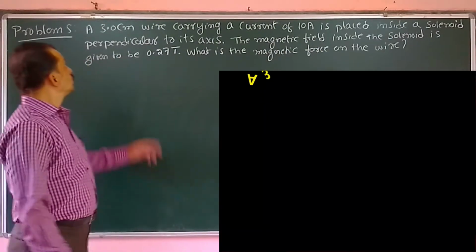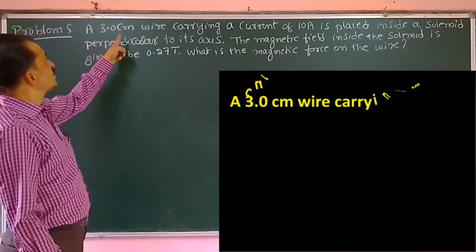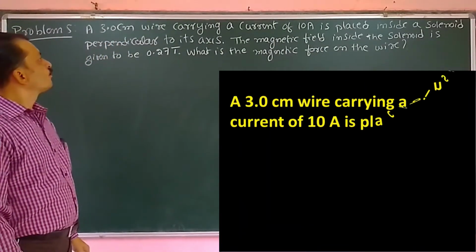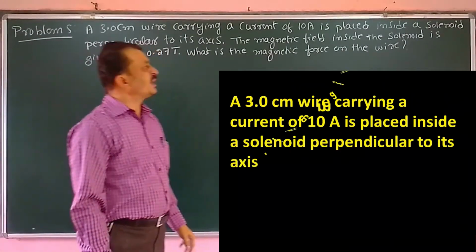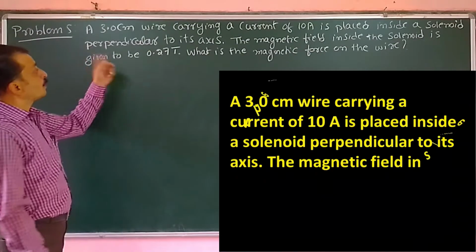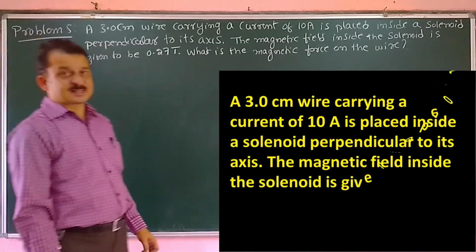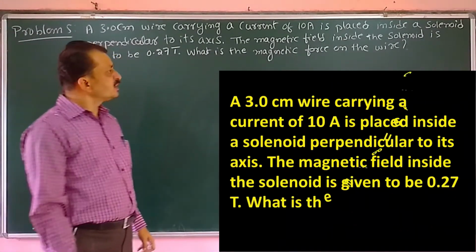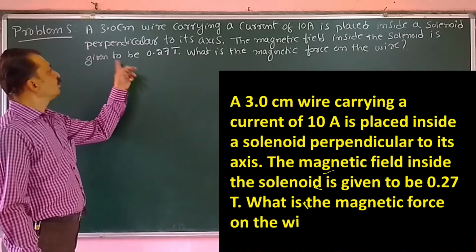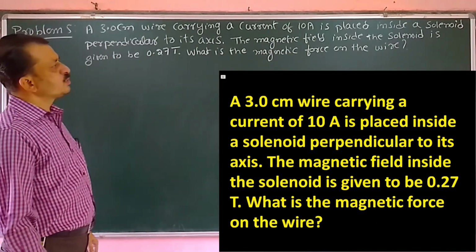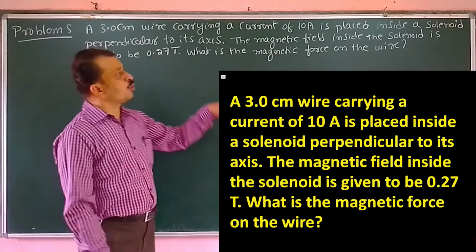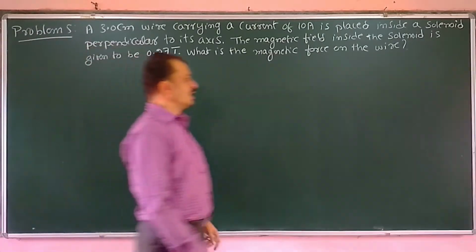Next problem. A 3.0 centimeter wire carrying a current of 10 amps is placed inside a solenoid perpendicular to its axis. The magnetic field inside the solenoid is given to be 0.27 Tesla. What is the magnetic force on the wire?